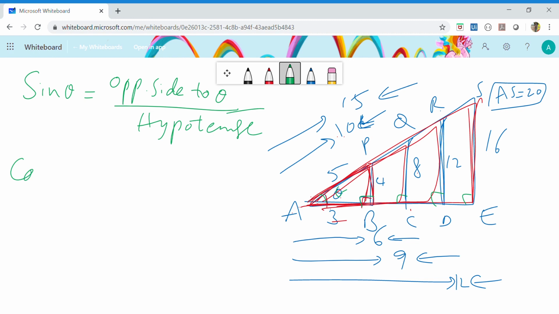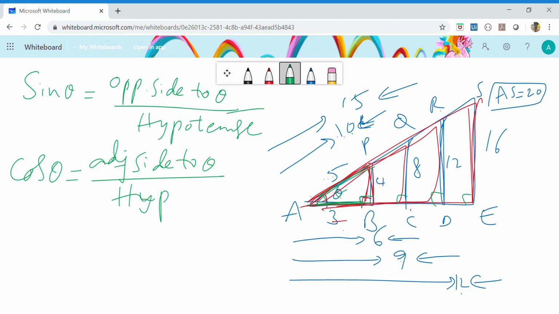Like that only, if you consider all the adjacent sides and hypotenuse ratios, 3 by 5, 6 by 10, 9 by 15 and 12 by 20, you will get the same ratios, 3 by 5, everywhere. That means in all right angled similar triangles, the ratio of the adjacent side to the hypotenuse is the same. That ratio is defined as cos theta.